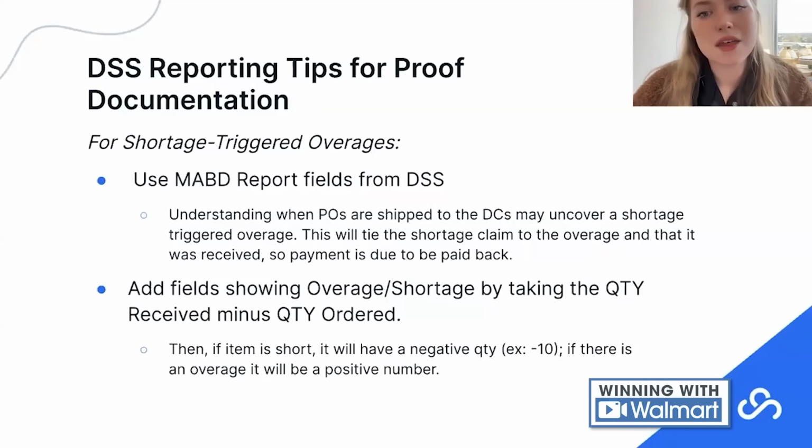You're going to want to tie that shortage claim to the overage and show that it was actually received, so that they know how much they actually should be paying back. You're going to want to add fields to that overage shortage report by taking the quantity received minus the quantity ordered. So if an item is short, it will have a negative quantity, for example, a -10. And if there's an overage, you're going to want to have a positive number.